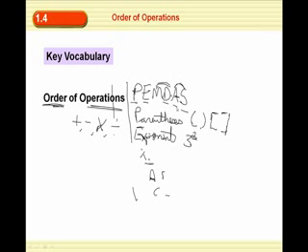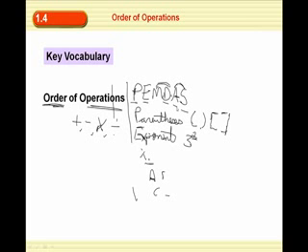So going through the box, let's see what I wrote. It says, number 1, evaluate expressions inside grouping symbols. That's the parentheses, the P. Number 2, evaluate the powers. That's the exponent. Number 3, multiply and divide from left to right. That's why I put the arrows above them. And then add or subtract from left to right, which is why I put the arrows above those.